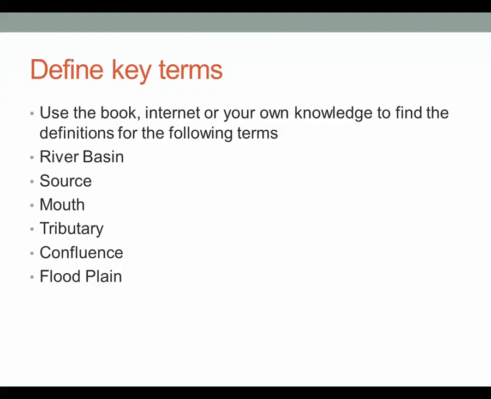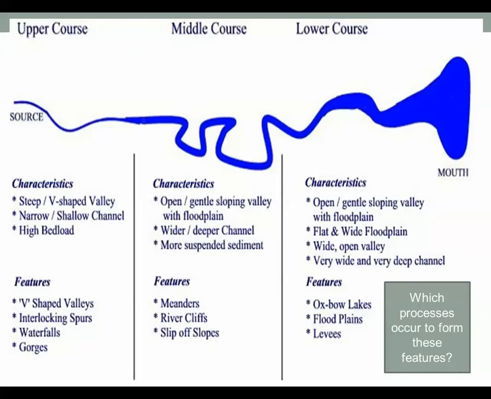The first thing I want you to do is use the textbook and your own knowledge to define these keywords. So I want you to look at river basin, source, mouth, tributary, confluence, floodplain. Okay, get those definitions down in your book. Try and get them done as quickly as possible, and then we can move on. As we're going on, I'm going to come around the room and check that you're doing okay.